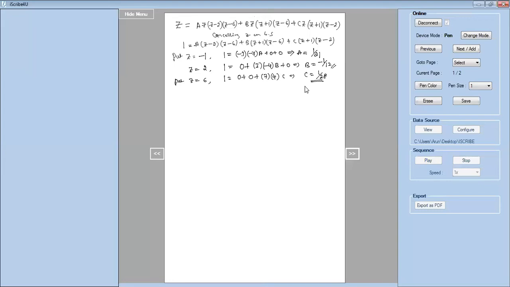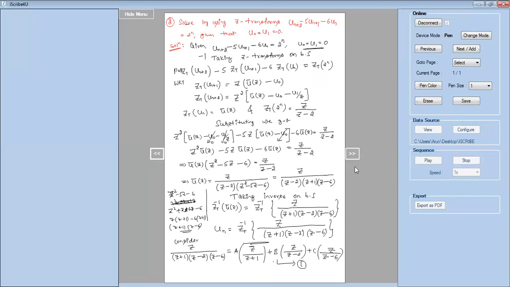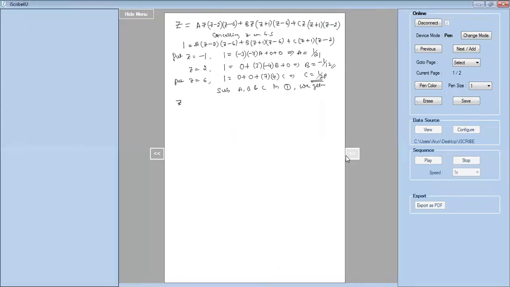So substitute this A, B, C. Substituting A, B and C in equation 1, we get z by z plus 1 into z minus 2 into z minus 6 is equal to, first term A was 1 by 21, so 1 by 21 divided by z plus 1, that B is minus 1 by 12 divided by z minus 2, plus C is 1 by 28 divided by z minus 6.